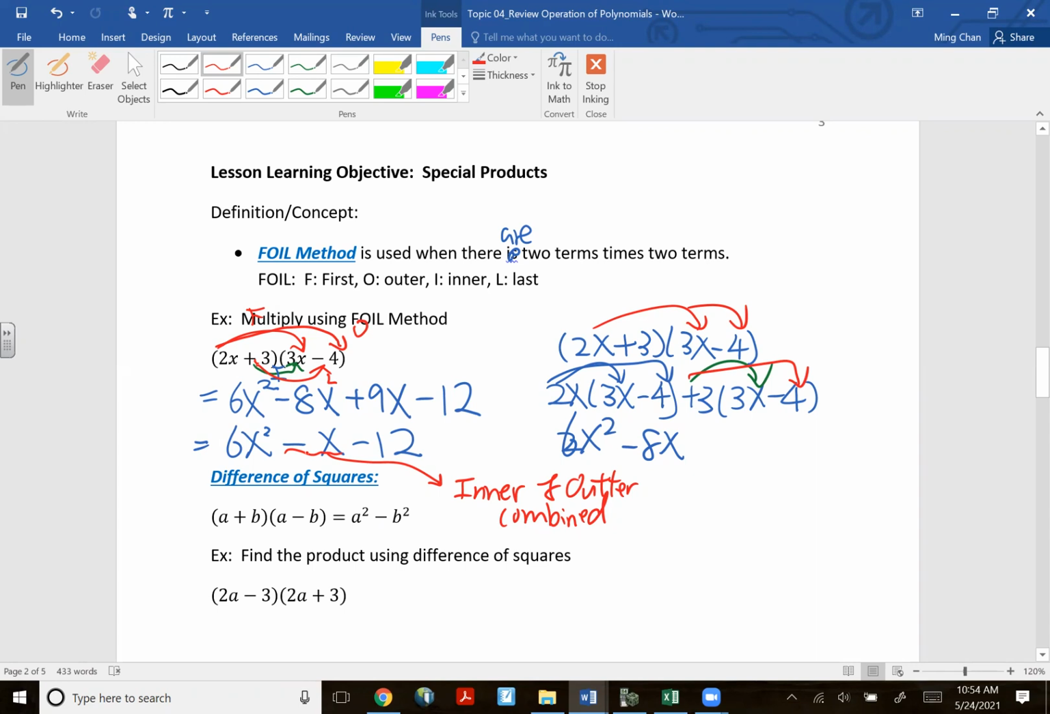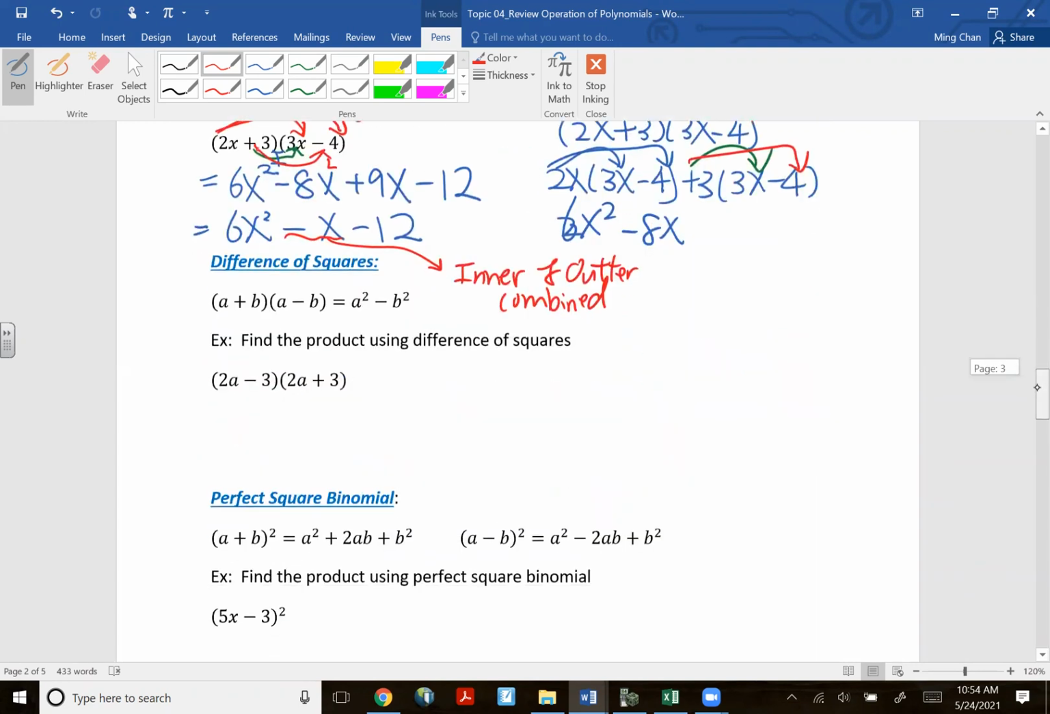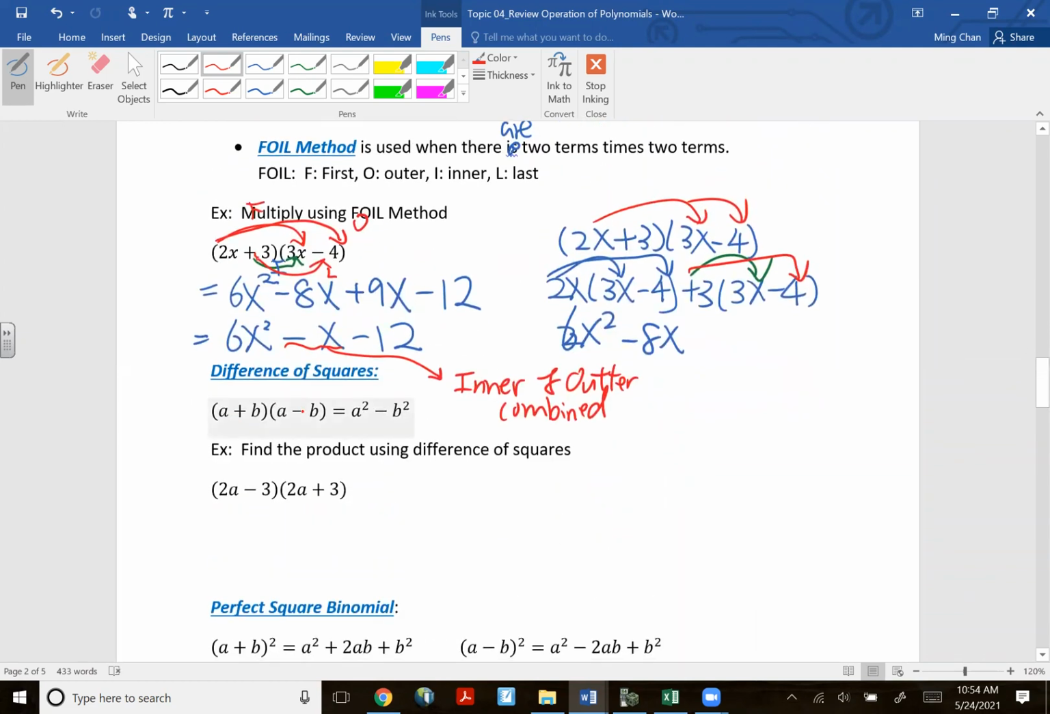All right. Difference of squares, very important special product. Again, binomial times binomial, 2 terms times 2 terms. What's unique about them is the first term in both parentheses is the same, and the second term in both parentheses is the same. It's just that one is positive and one is negative. So your inner and your outer will be exactly the same number but with opposite signs, so they cancel each other out. Therefore, your answer is just your first term squared minus your second term squared. A squared minus B squared is equal to A plus B times A minus B.